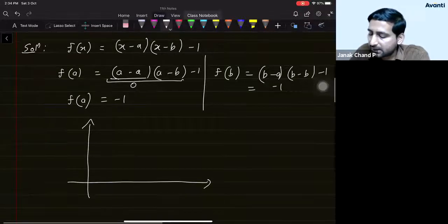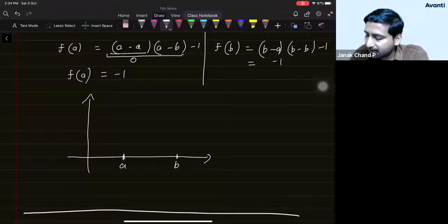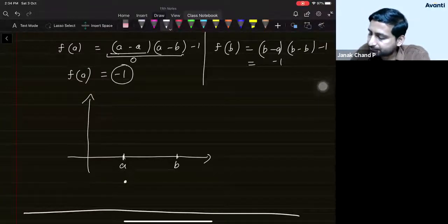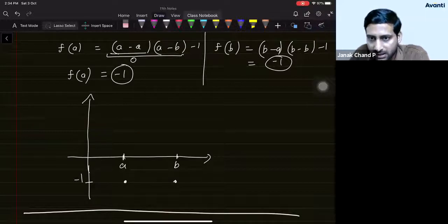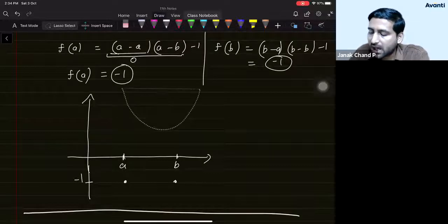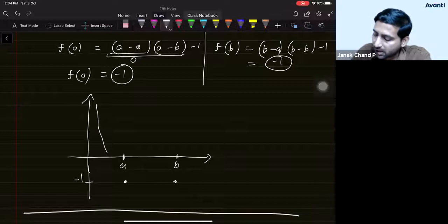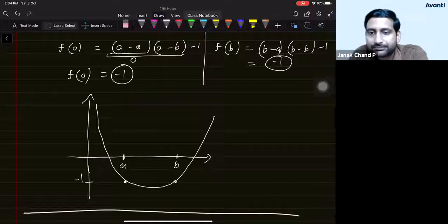Other than that, student, we got the information that for two values A and B, the height is minus 1. So basically it will be exactly minus 1 at these 2 points. Now, student, you just have to draw a quadratic equation such that it is surely passing through these two and looking upwards. There is no doubt that a quadratic equation which is looking upwards and passing through these 2 points will look like this only.